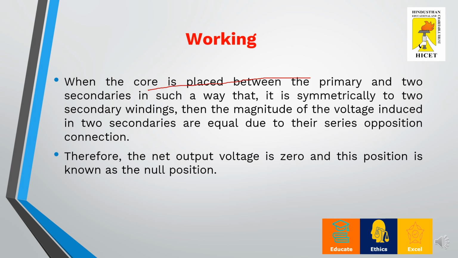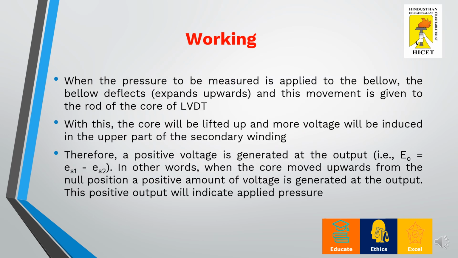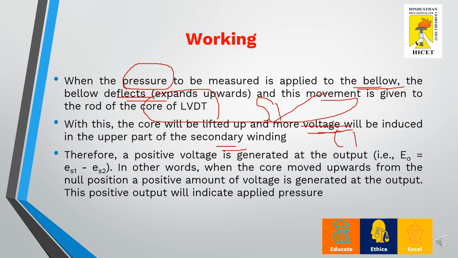When your core is placed in between the primary and secondary windings, you get your output voltage. The output voltage is 0 when the core is at the null position. Based upon the pressure, we'll have a short recap on the slides. When the pressure is applied to the bellow, it deflects, and the core of the LVDT moves. When the core is lifted up, or gets close to S1, more voltage is induced in the upper part, which is ES1. So the positive voltage is generated.